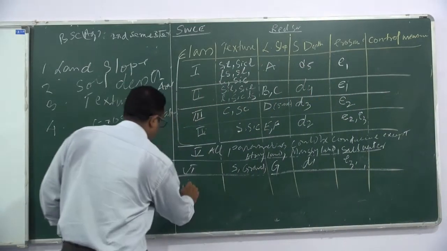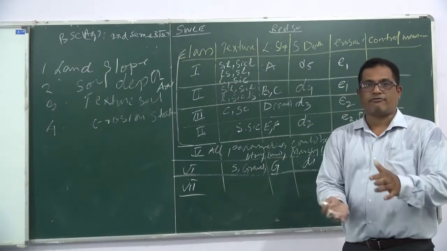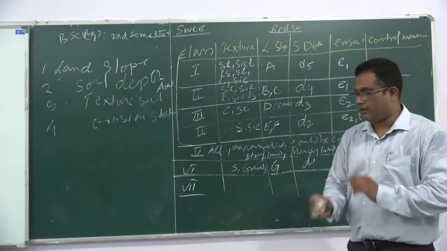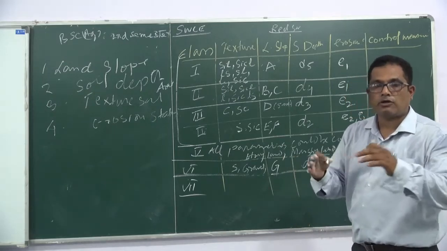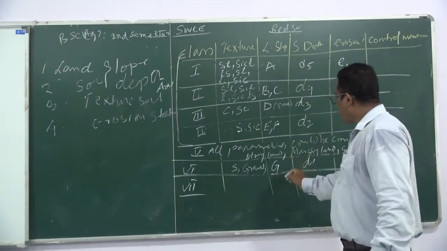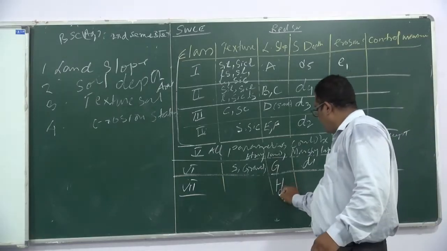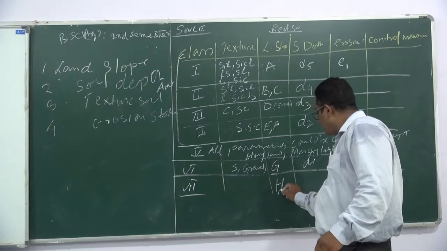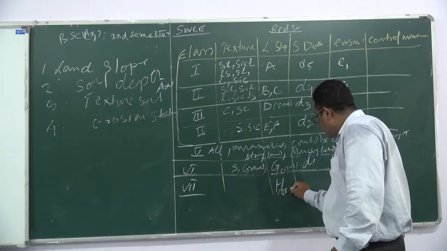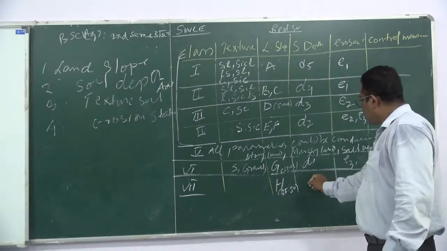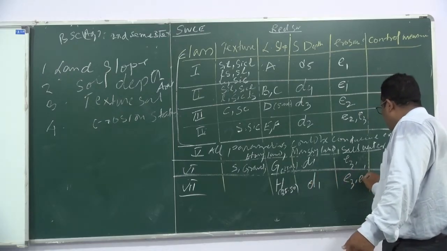And coming to class 7, here again there is no need to write the soil type because it is a hard surface, stoniness is there, there is no soil in it. When we talk about soil depth, we talk about topsoil. Land slope is H, that is 33 to 50%. This is 25 to 33%. And soil depth is not there, or we can say B1, and erosion status is E3 as well as E4.